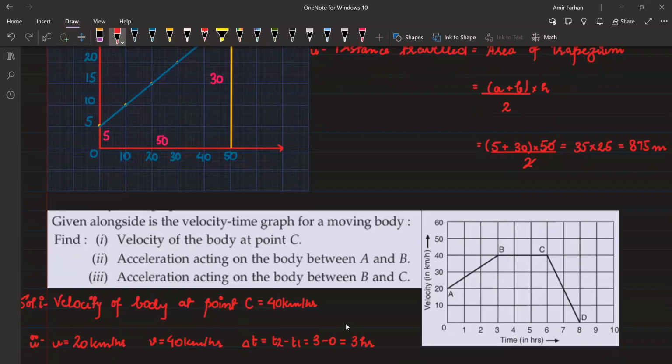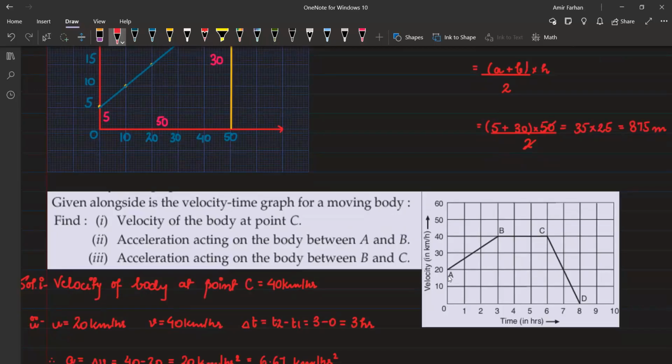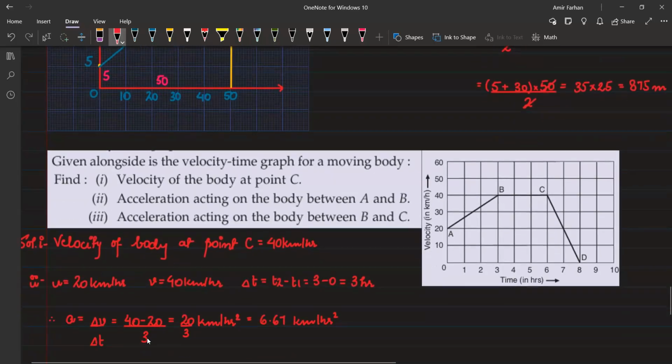Now the question is asking what is the acceleration between A and B. As you can see, the velocity is increasing, so we have to calculate it. Initial velocity is 20, final velocity is 40, and time would be 3 minus 0, because initially the body started from 20 at time 0 hour. So it would be (40 minus 20) upon 3, in hours. It would be 6.67 kilometer per hour square. So don't worry about it.